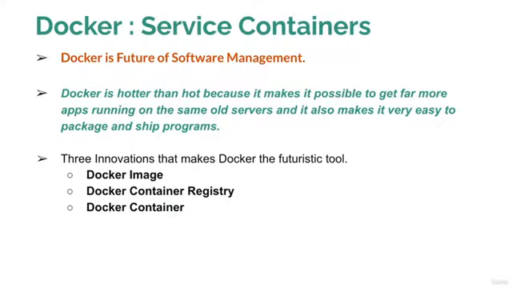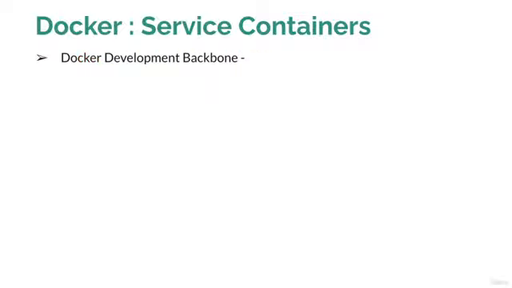Docker Container Registry, where you can put the bundle or your execution code. There are multiple container registries available, but the common container registry is Docker Hub. And then the container itself, which is an executable instance of that code. I mean to say, the executable instance of the Docker image. So what is the Docker development backbone?